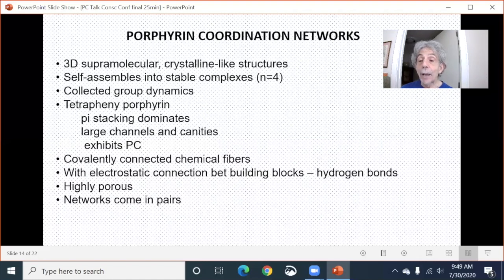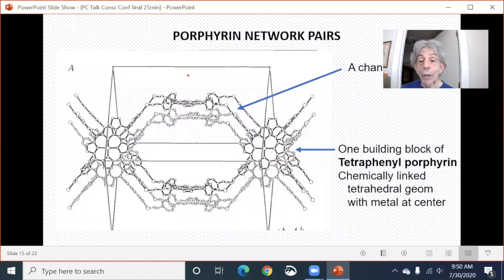In these particular networks, you have to remember that they're connected primarily by chemical bonds, so they're covalently connected, although there was a report that they also contain hydrogen bonds. And the fact is that they're highly porous. They have these cavities and channels with unknown functions, and they come in pairs, network pairs. Here's a picture of one of those pairs, showing an example of the channel at the top and the chemically linked covalent ions, metal ions, which would be in the center of each of these two complexes.